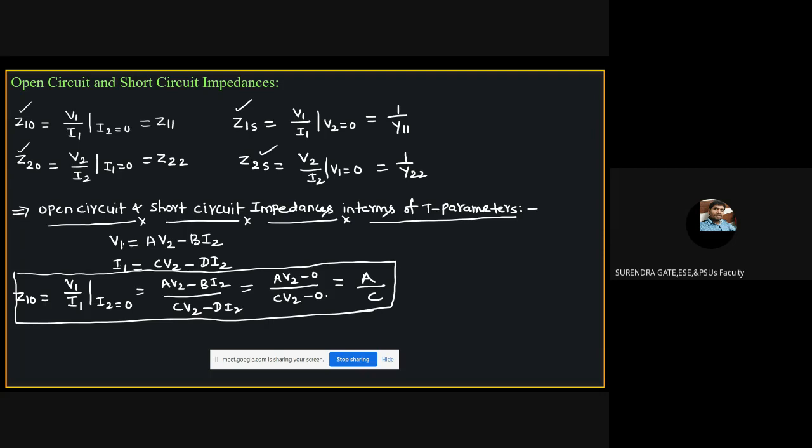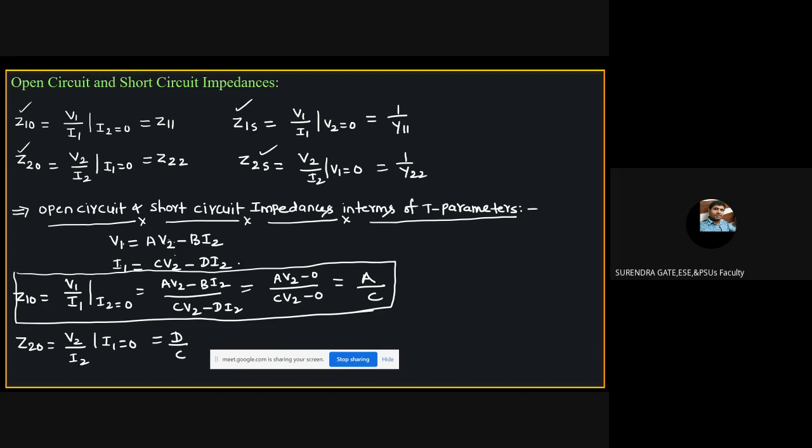Next, Z20. What is Z20? Z20 equals V2 by I2 at I1 equal to 0. If you want V2 by I2, take I2 common, then you can get V2 by I2. Then you simplify that. Directly I'm writing, we can get D by C. Taking I2 common in both equations, from these two equations find V2 by I2, then substitute I1 equal to 0. Then you can get D by C.